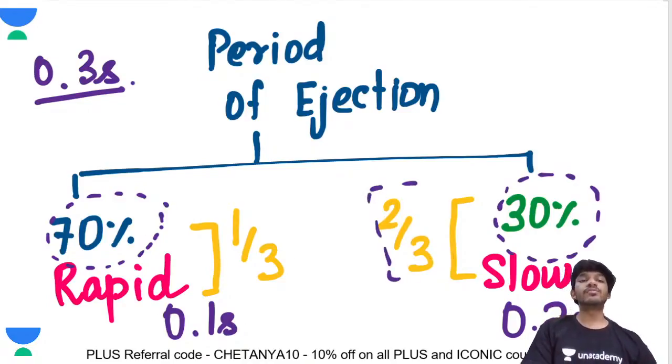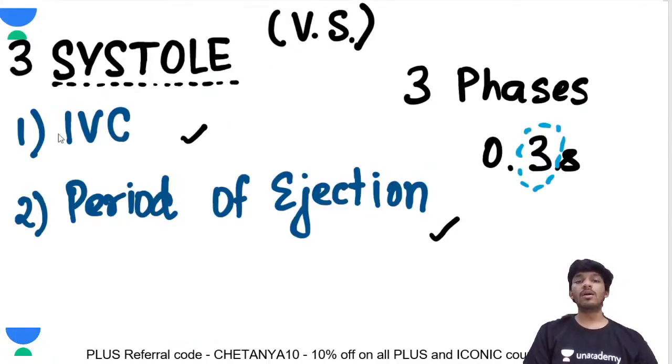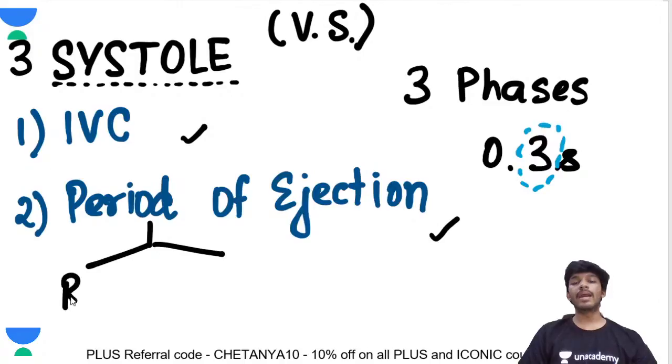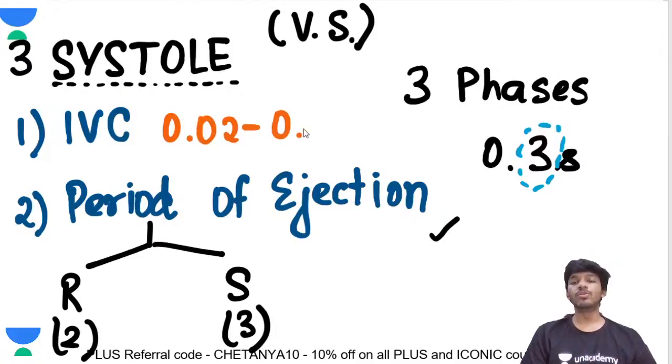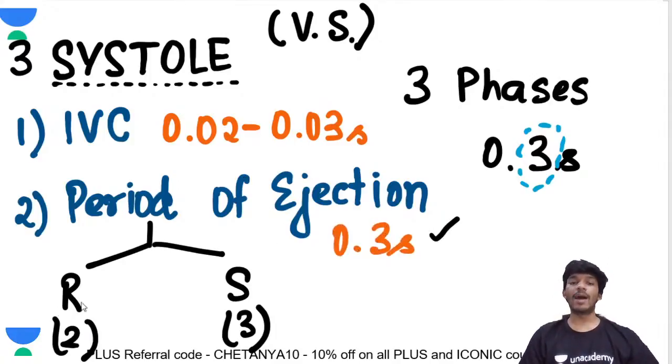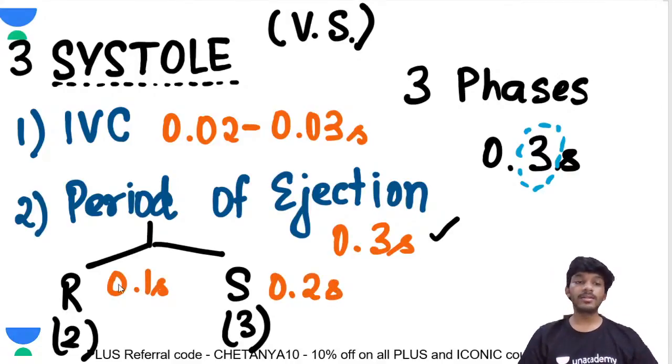Okay? Clear? So what are the three phases of systole? If you quickly summarize it, there are three phases of systole: isovolumetric contraction first, and ejection, which is further divided into rapid and slow. So this is the second phase, this is the third phase, right? You understood systole, right? Now the question is, what is the duration of isovolumetric contraction? It is 0.02 to 0.03 seconds. It's almost negligible, but this is very important. And the period of ejection is almost 0.3 seconds. So rapid ejection is for 0.1 second and slow ejection is for 0.2 seconds. Okay? Got it. Systole is clear.